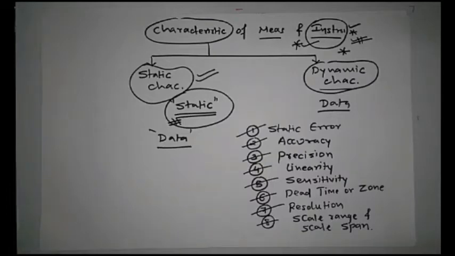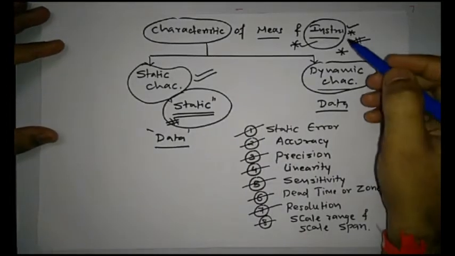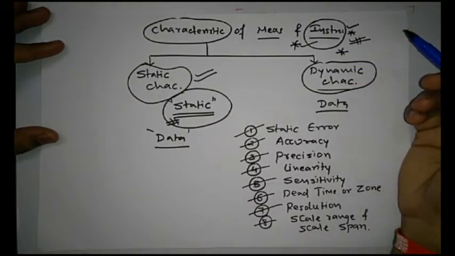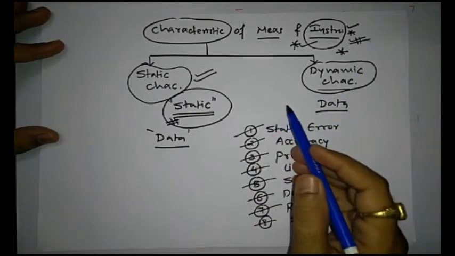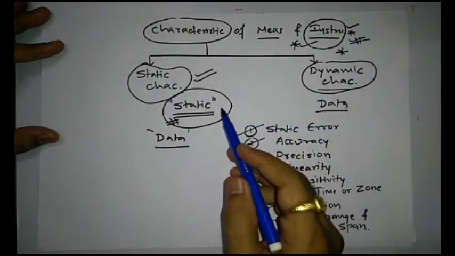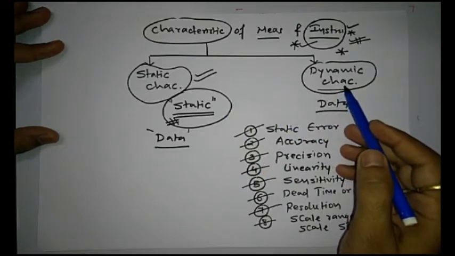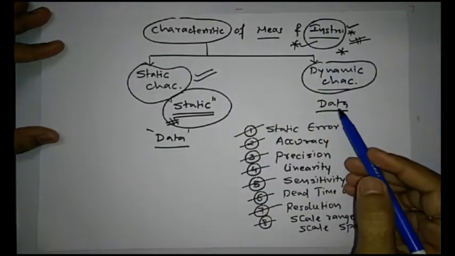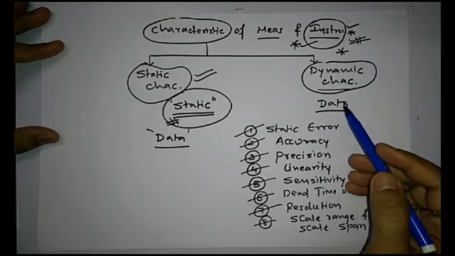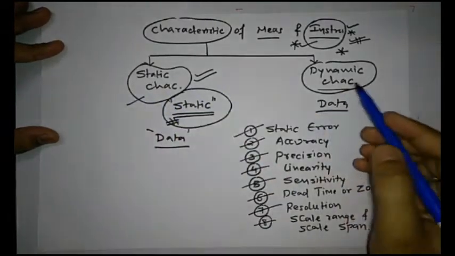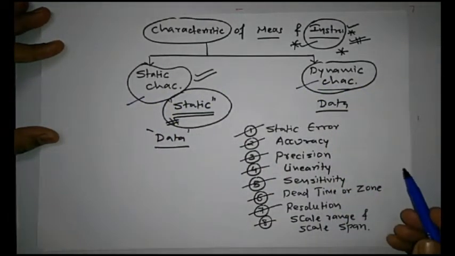In the last lecture, we started the discussion on the characteristics of measurement and instrument system, and I told you that depending upon the nature of input quantity, maybe static or maybe dynamic, we can classify the characteristics of instrument into two main domains. First one is static characteristics and second one is the dynamic characteristics.